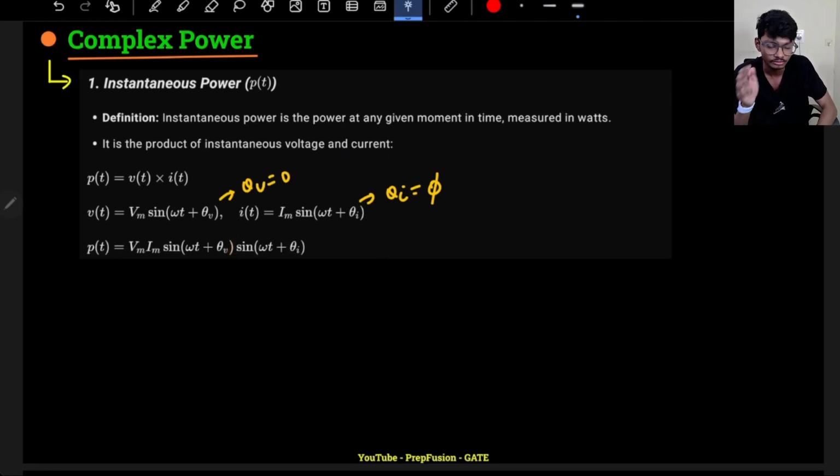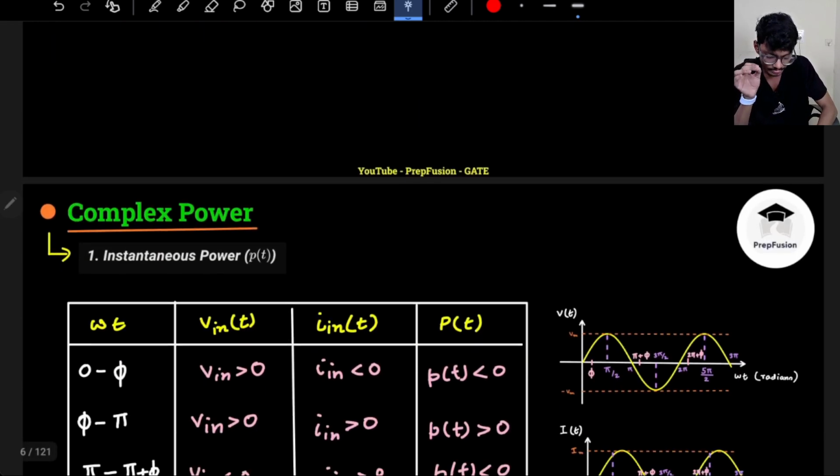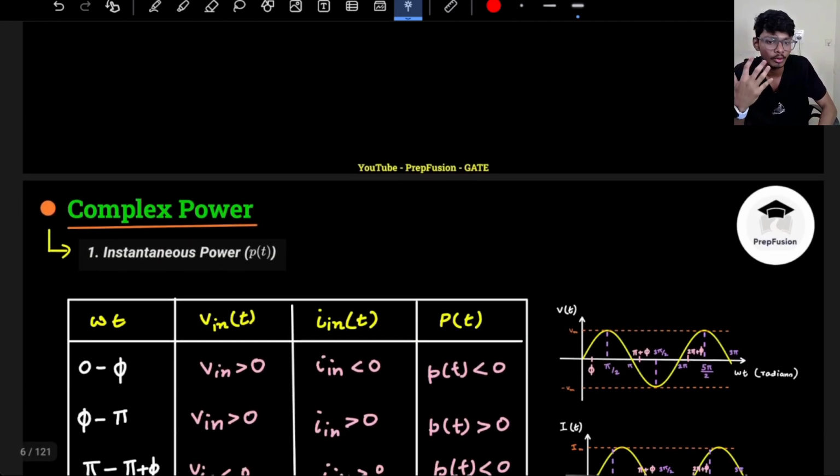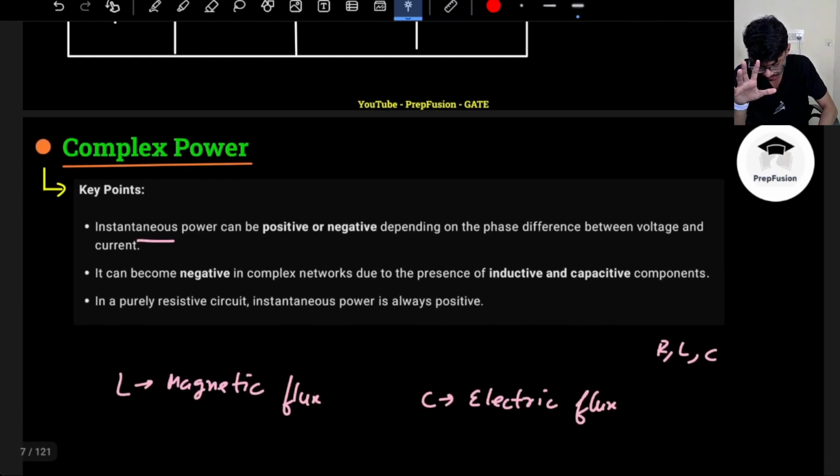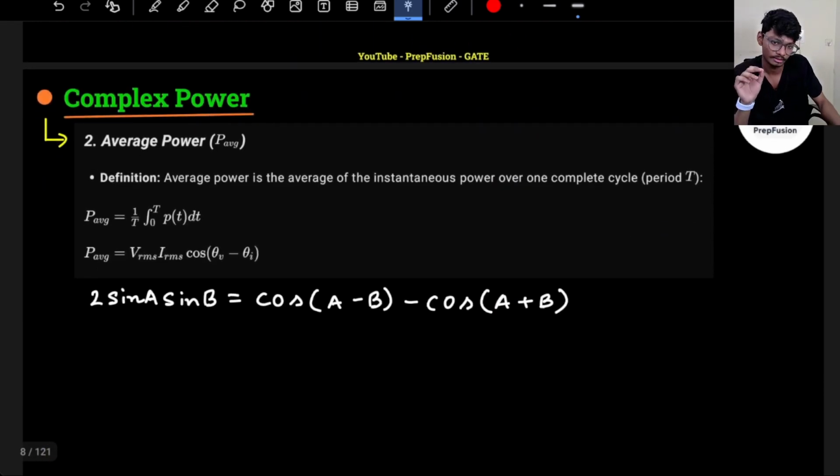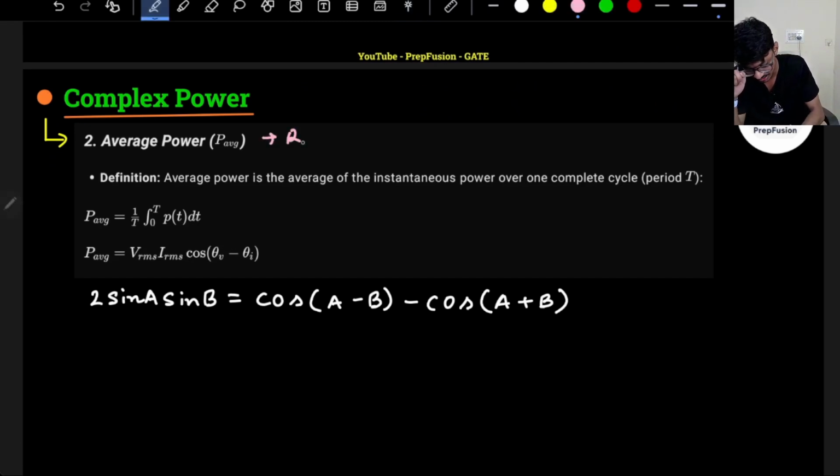I will obviously derive that, don't worry. So in that case, that is not a very good quantity to represent the circuit in terms of power. So what we thought is to make another quantity known as average power. Average power is also known as the real power, because this is the actual power that is getting consumed in the circuit. Basically the resistive elements are consuming this power.